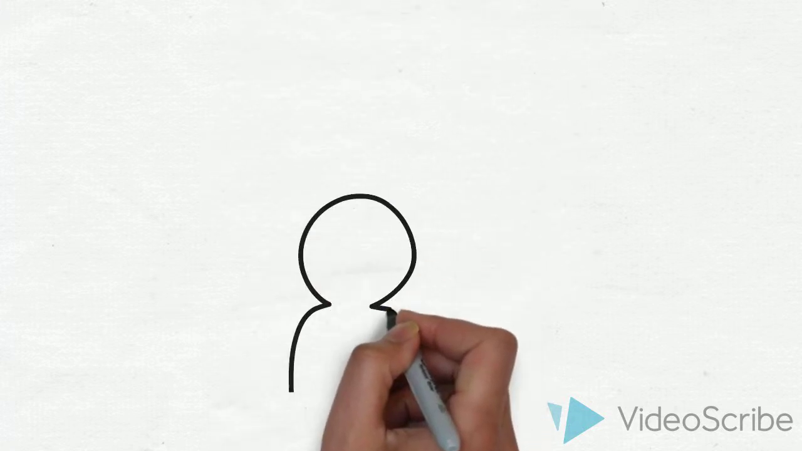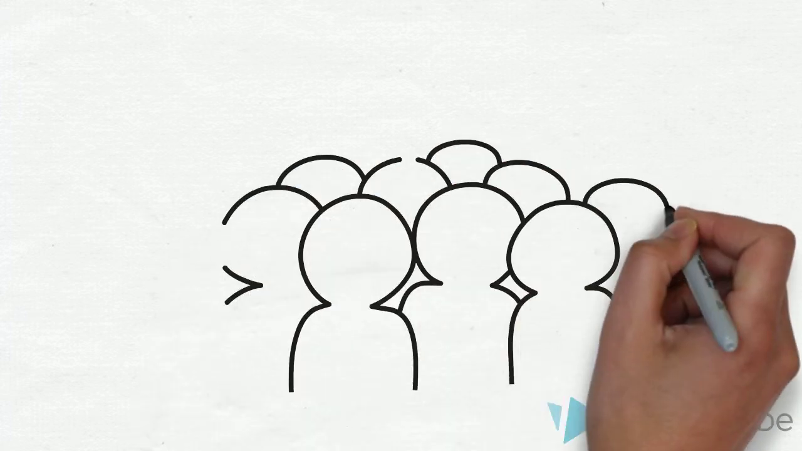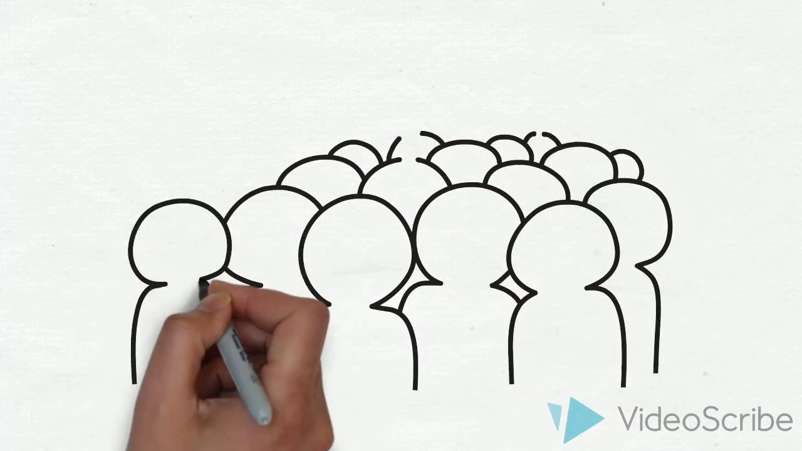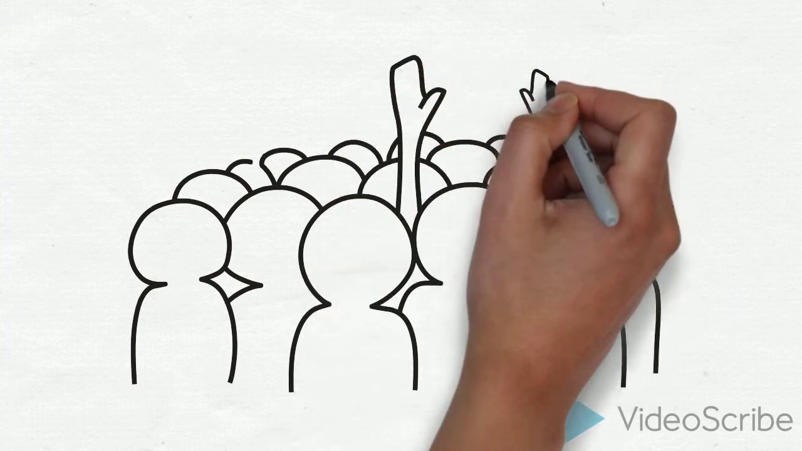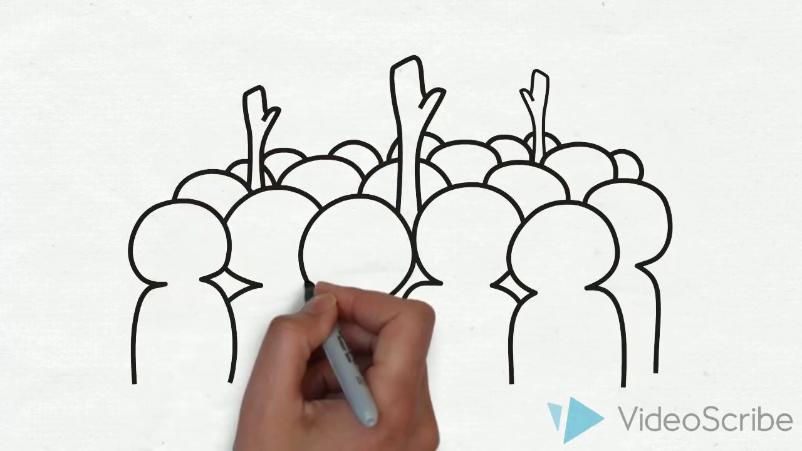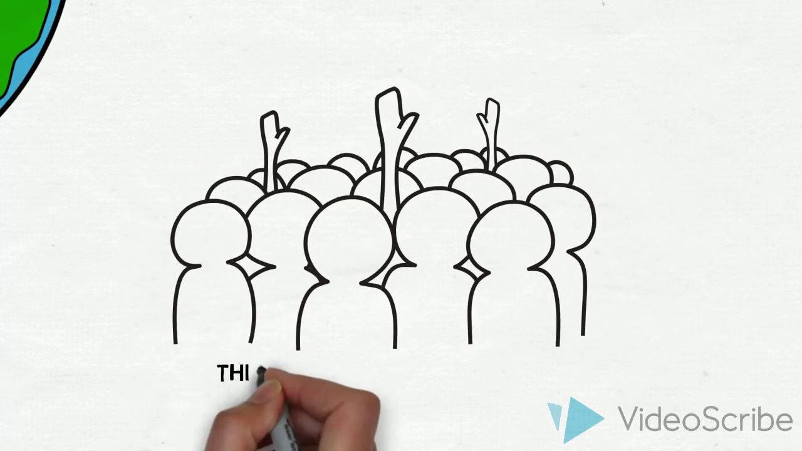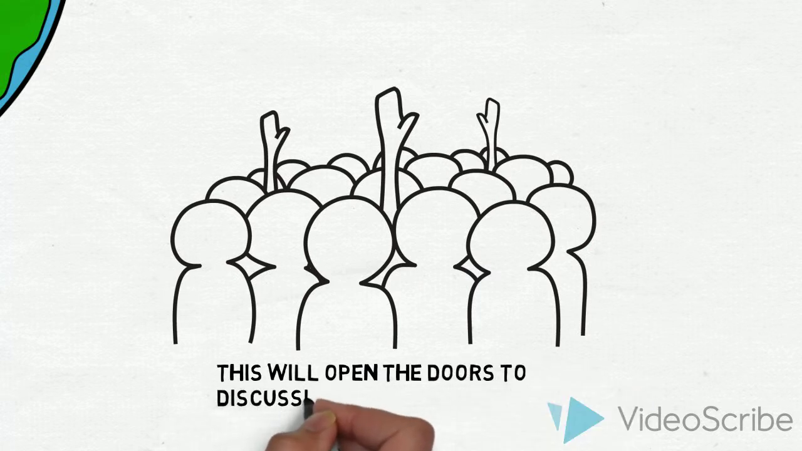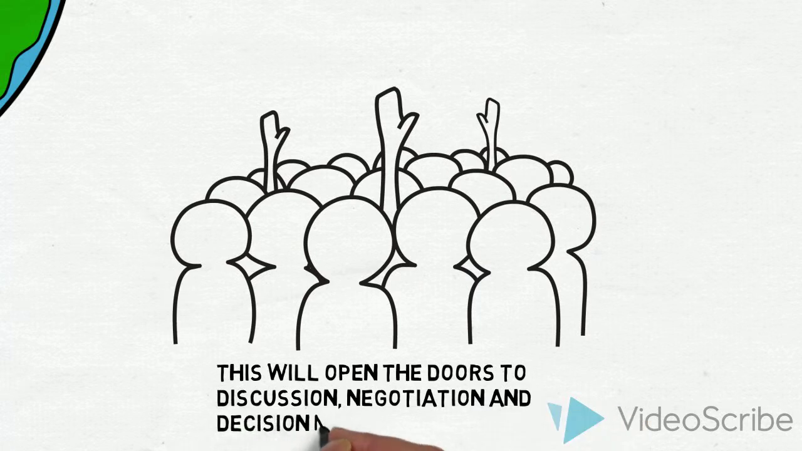Furthermore, we should disband with the notion of teachers choosing and dictating the key text students need to study. Students should be given autonomy and responsibility over their learning so that the student body can democratically choose the text they study. This will open the door to discussion, negotiation, and decision-making.